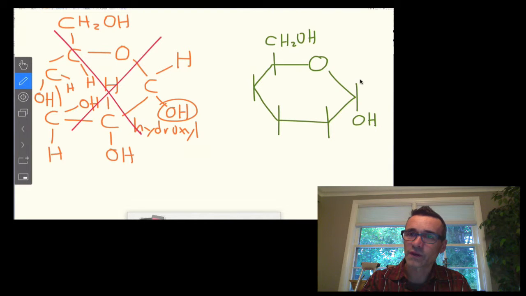I know you're thinking, well, why not put it up here? What difference does that make? You'll see, it's going to make a big difference. In some cases, moving one of those hydroxyls is the difference between one sugar and a completely different sugar. So our hydroxyl groups on glucose are going to look like this. They're going to be down, down, up, and down. And that pattern is actually important.